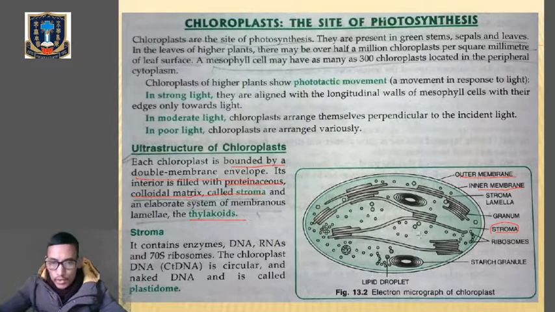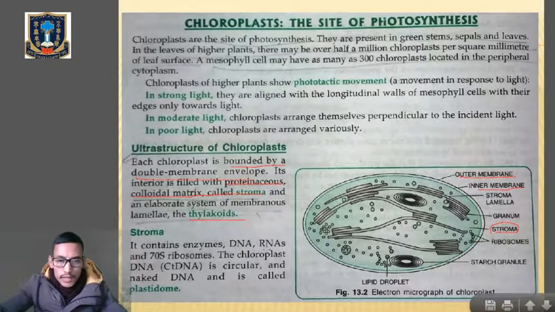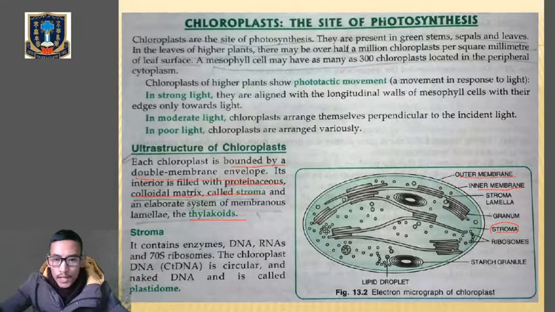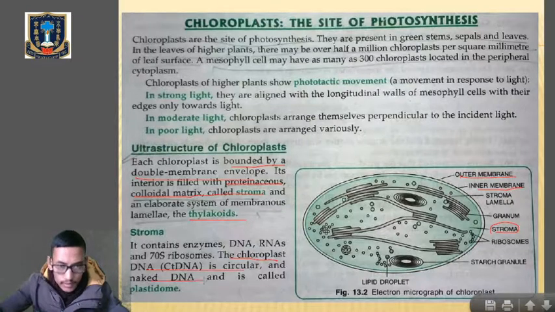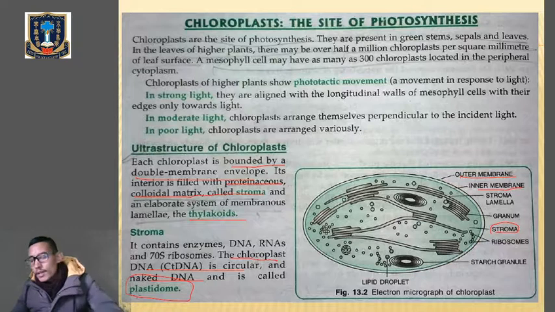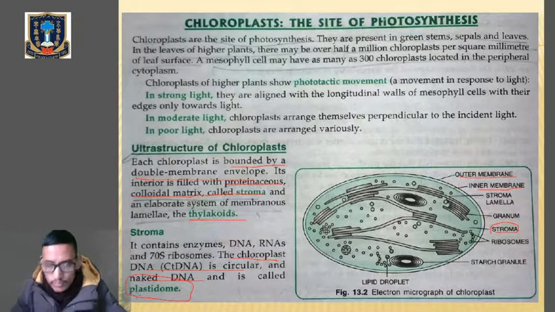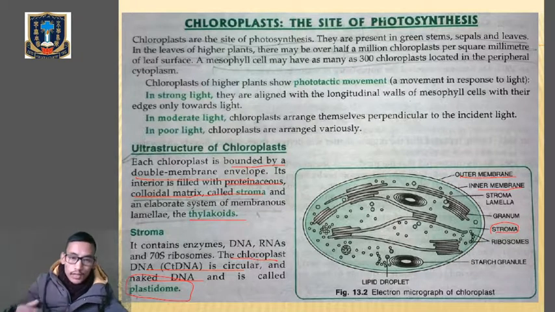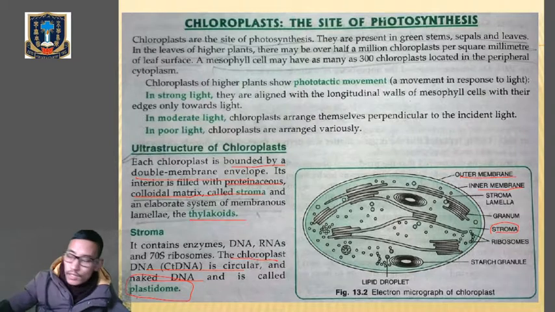The stroma contains DNA, RNA and 70S ribosomes. The chloroplast DNA is circular. Look over here: the DNA of chloroplast is circular, naked, and is also called the plastidome.